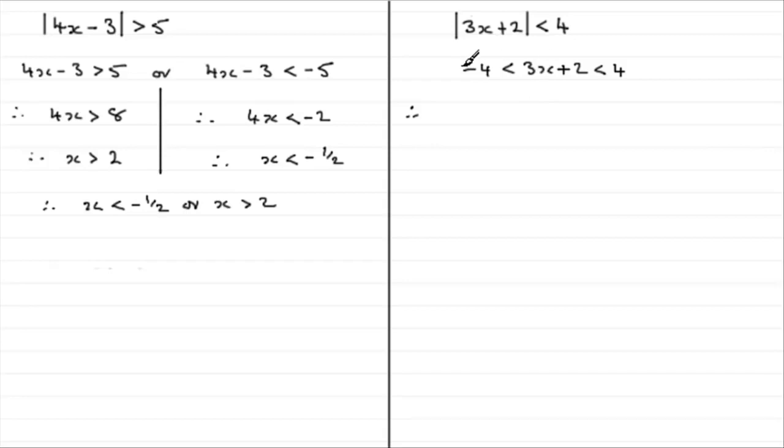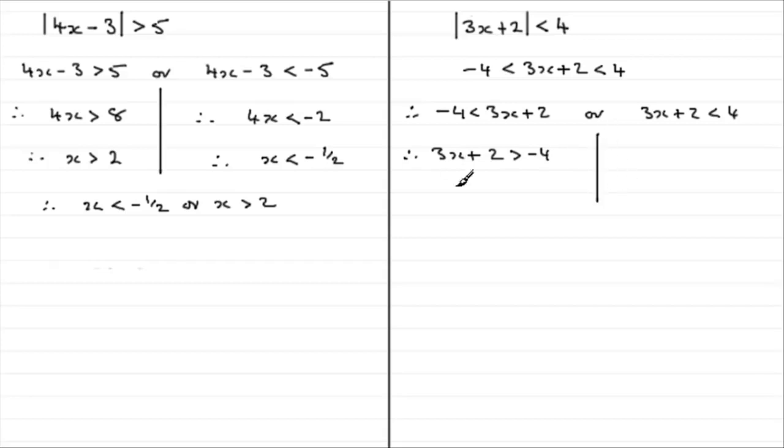We'll deal with the one that says minus 4 is less than 3x plus 2, or we've got 3x plus 2 must be less than 4. Now with this one, what I'd want to do, I think, is just to reverse it round. If we've got minus 4 is less than 3x plus 2, it seems sensible to say that 3x plus 2 must be greater than minus 4.